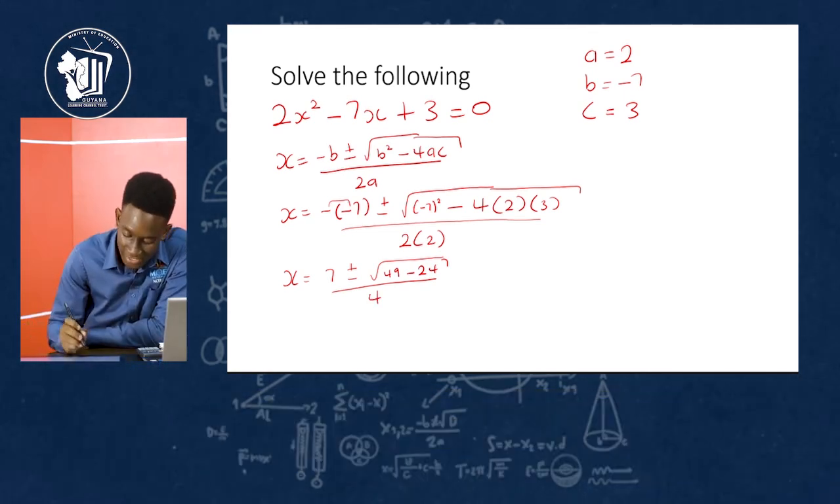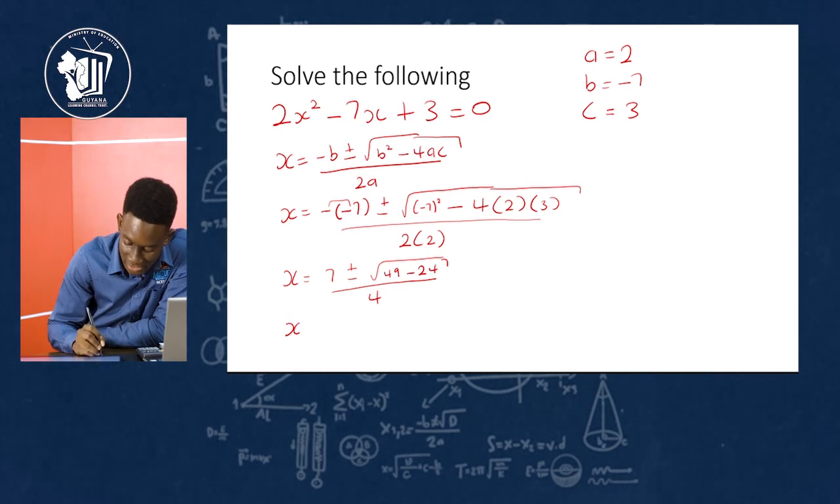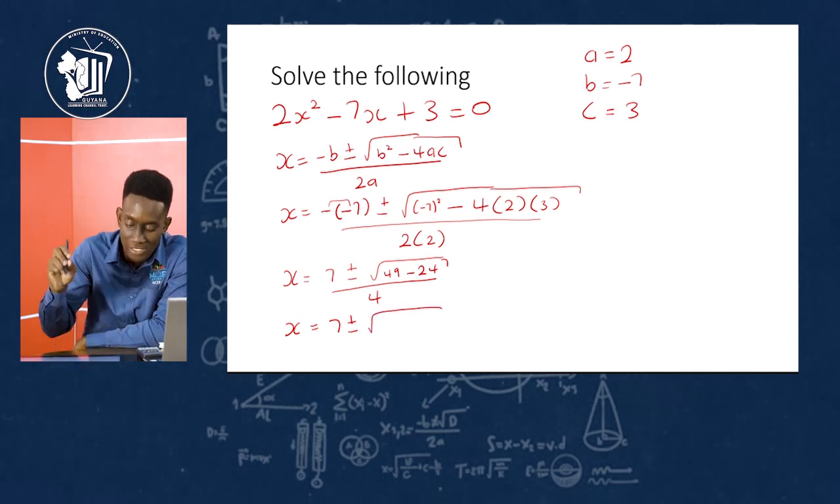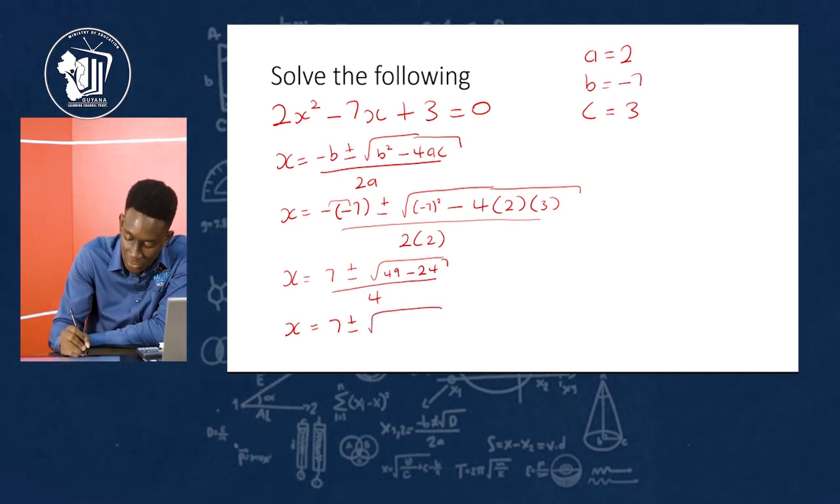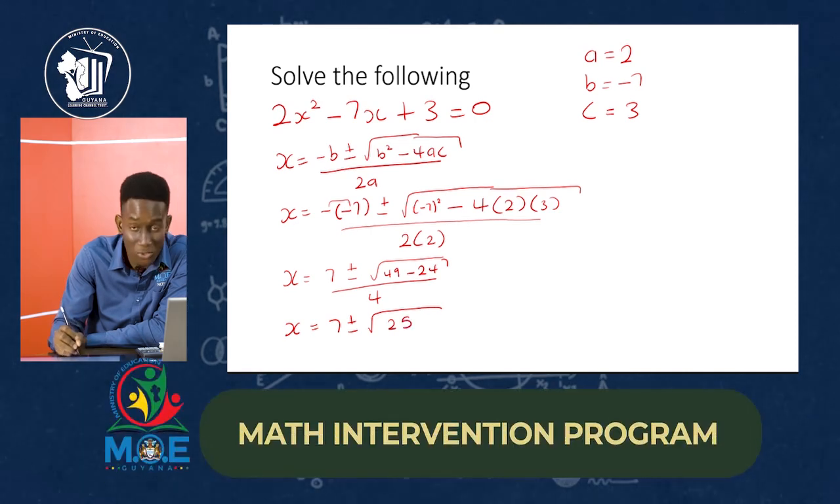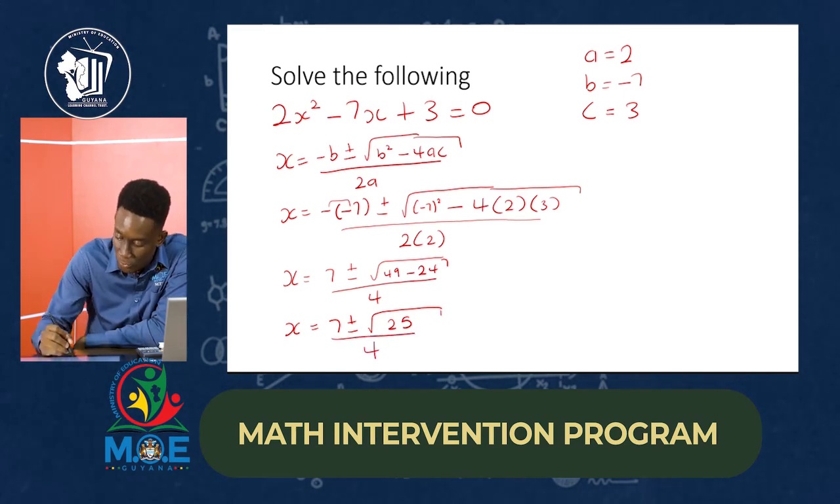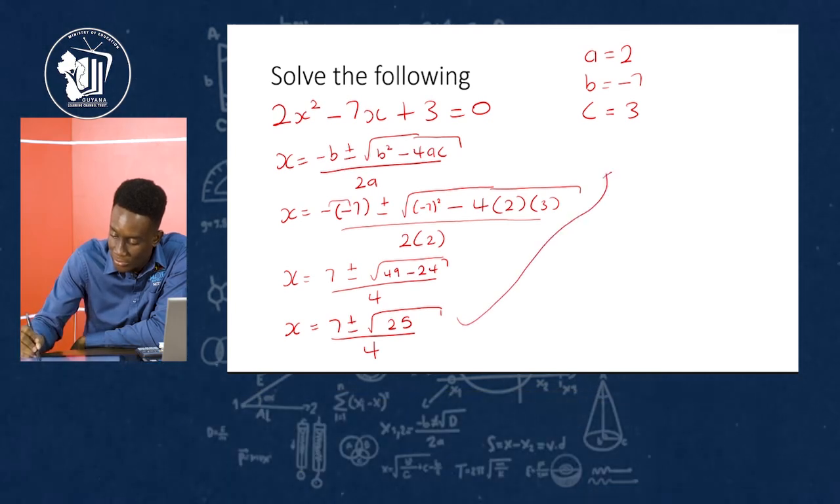So when we simplify this here, we'll have x is equal to 7 plus or minus the square root of, so 49 subtract 24 would give me 25. So we have a beautiful number, a nice number to find the square root of, which is 25. And all of this will be divided by 4.